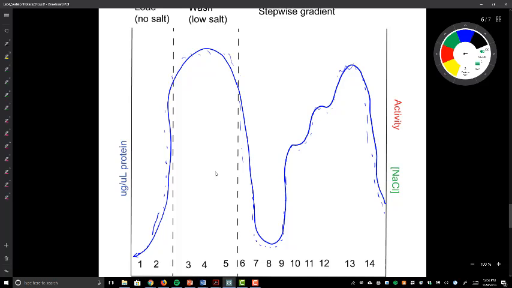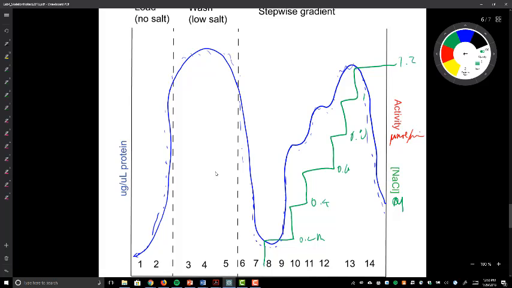Then you'll graph the salt gradient as well. So here's where you start going 0.2, 0.4, 0.6, 0.8, 1, 1.2. And again, NaCl in molar, activity in micromole per minute or units, micrograms per microliter of protein there. So this would correspond to 0.2 molar, 0.4, 0.6, 0.8, 1, 1.2 molar.